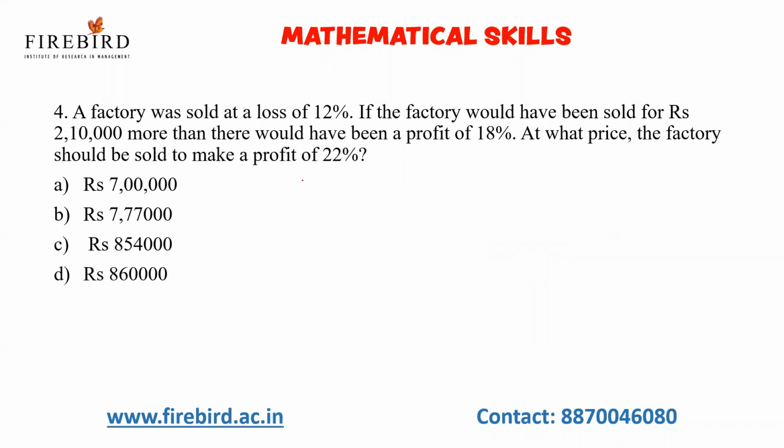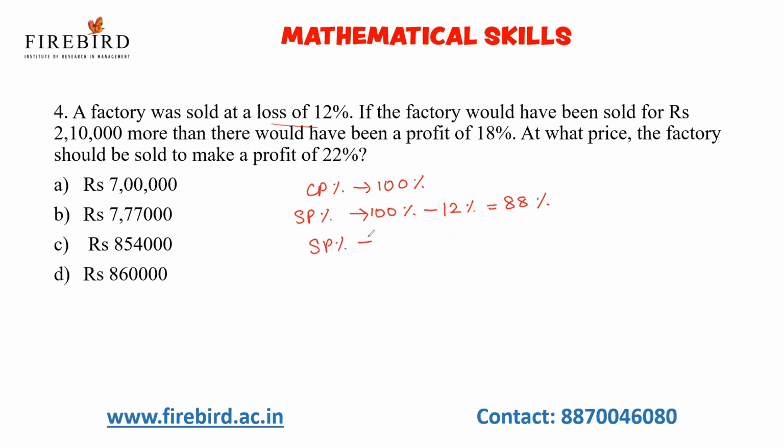Okay. So, next question. A factory was sold at a loss of 12%. If the factory would have been sold for rupees 2,10,000 more. See, if loss is 12%, always take the cost price percentage as 100. If loss is 12%, the selling price percentage will be cost price percentage minus loss percentage. It is around 88%. Say I would have got 2,10,000 more, then there would have been a profit of 18%.